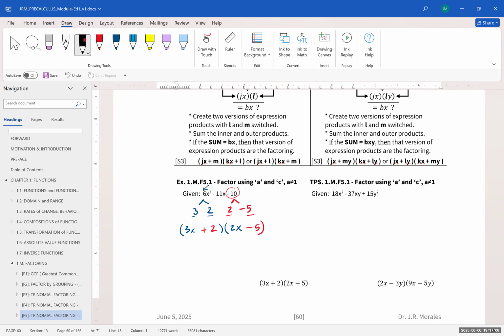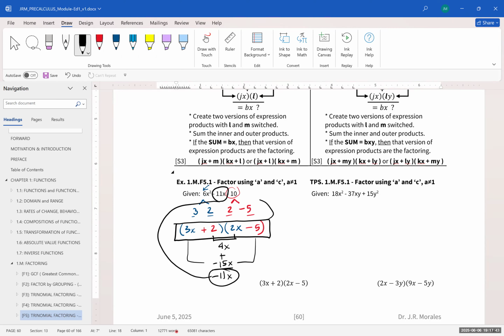And what we do is multiply the inners. So this will be 2 times 2x, that's 4x. And we add that to the product of the outers. So we have 3x times minus 5, which will be minus 15x. And that'll give us negative 11x. And this negative 11x is the middle term. So this is the correct factorization for this trinomial.